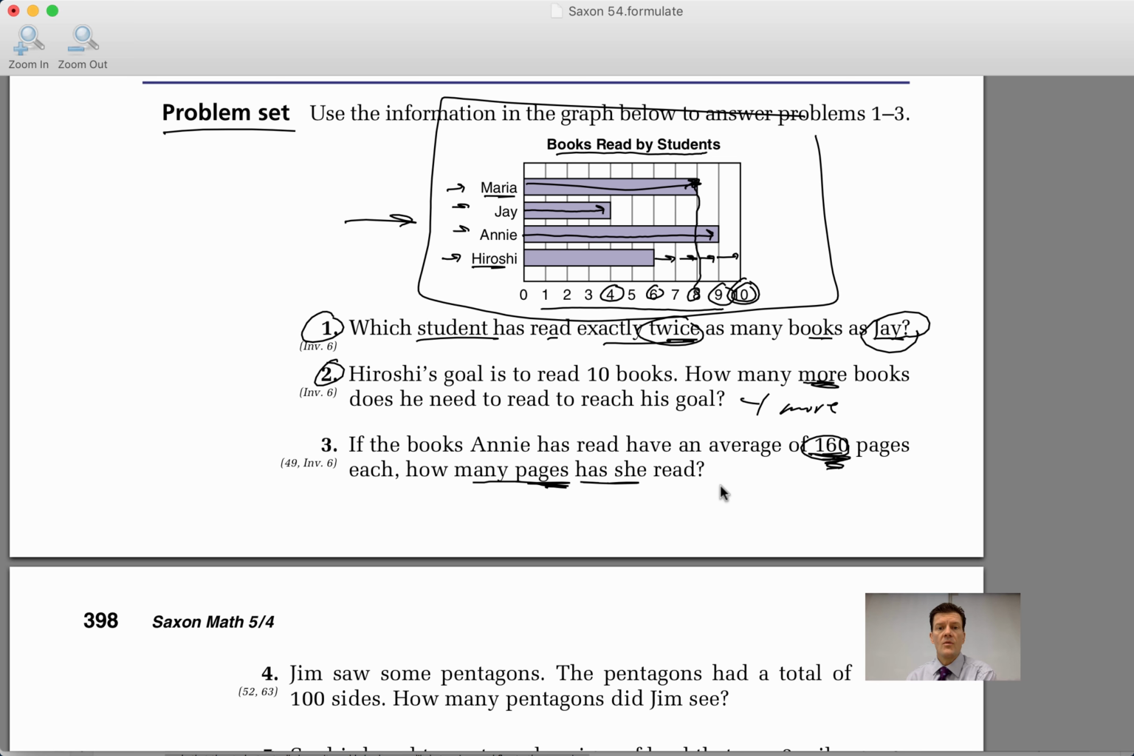So 1 book on average has 160. 2 books would be 2 times that. 3 times that. But she did 9, so that'd be like taking 160 plus itself 9 times, or 9 times 160. And I'll let you figure that out.